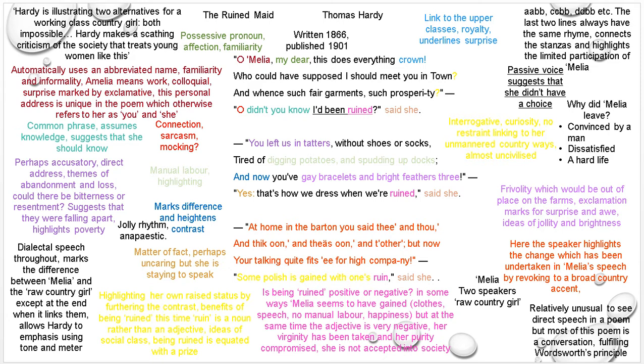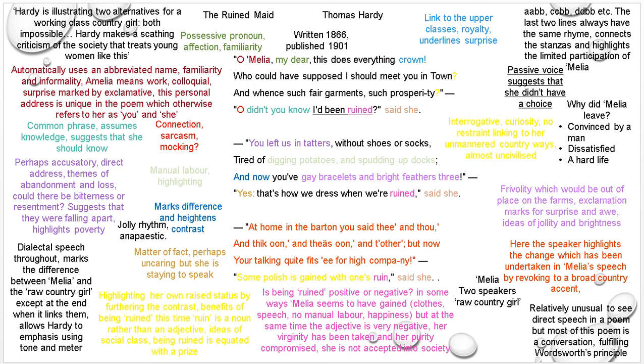"This does everything crown!" It's an interesting phrase by Hardy, and it underlines the surprise. It's an exclamative, again, marked by the exclamation mark, because crown is a noun which denotes royalty. It links Amelia to the upper classes. We've got this direct speech, and "this does everything crown" tells us about the main speaker's social class, the fact that she's not particularly high in social ranking, due to her demotic language.